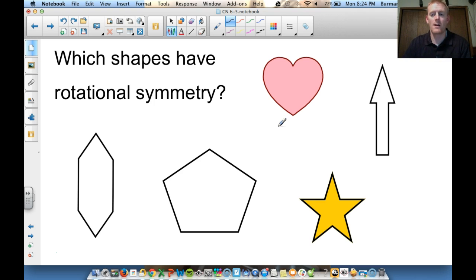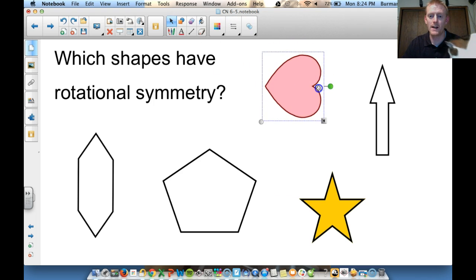Alright, this will be the last thing that we have to look at for our notes, and our job is to say which shapes have rotational symmetry. So if I were to take this heart and rotate it, how long do I have to rotate it before it lands on itself? Now, see if I can do this with a computer. Oh yeah. So this would be 90 degrees.